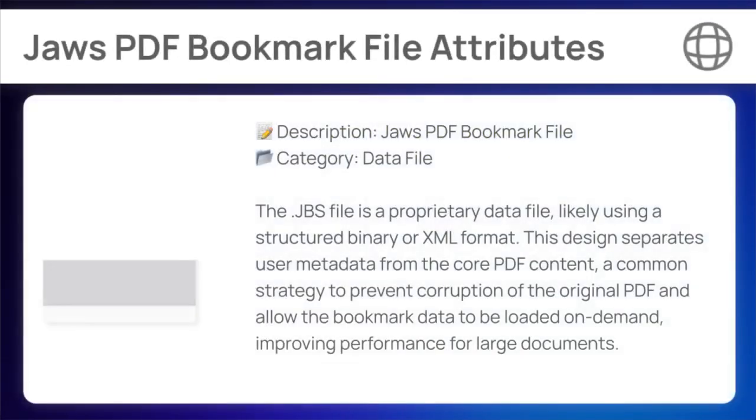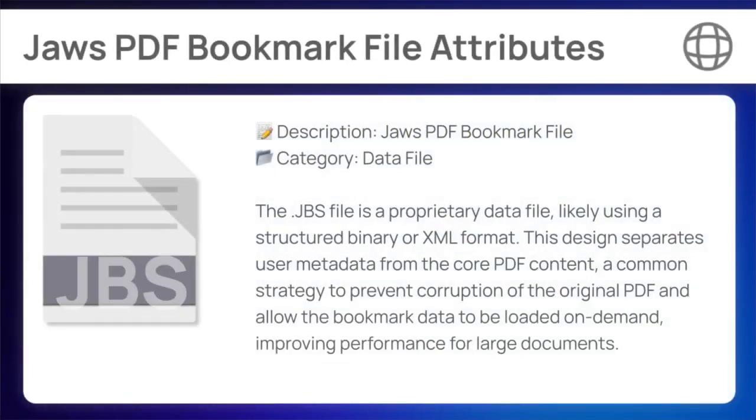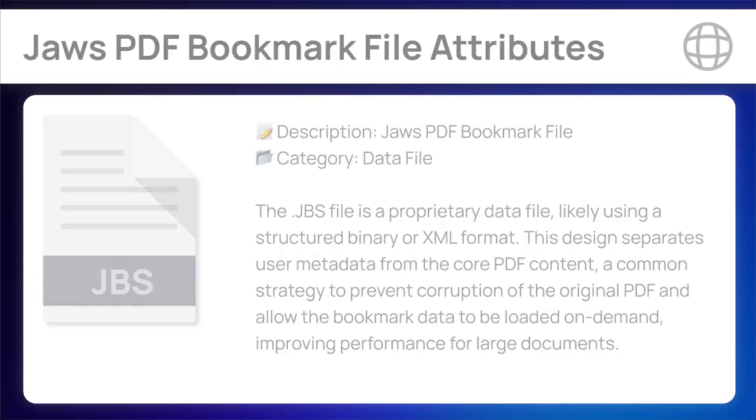The .jbs file is a proprietary data file, likely using a structured binary or XML format. This design separates user metadata from the core PDF content, a common strategy to prevent corruption of the original PDF and allow the bookmark data to be loaded on demand, improving performance for large documents.